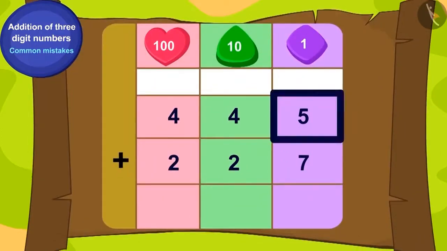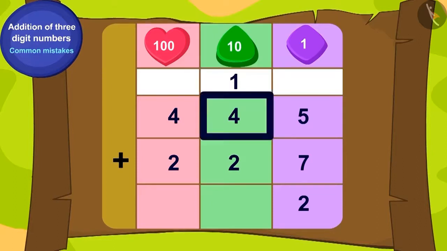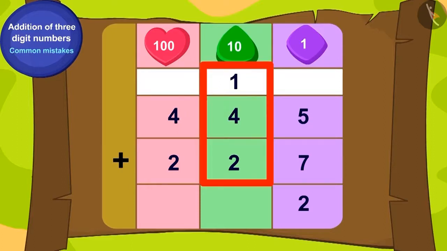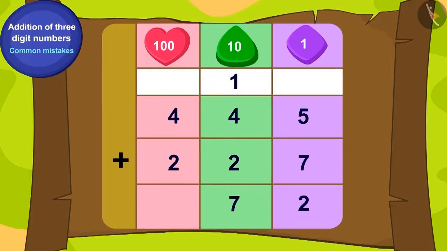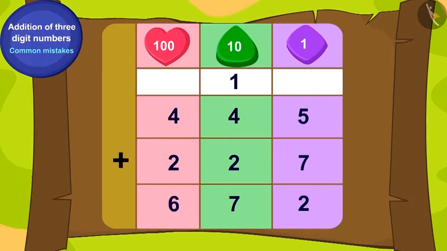We will write addition of 5 ones and 7 ones as 12 ones using carryover like this. Now what is the sum of the carryover 1 ten added to 4 tens and 2 tens? 7 tens. Now in the end, how many hundreds are there by adding 400 and 200? 600. Thus, the answer to Bablu's puzzle is 672 laddus.